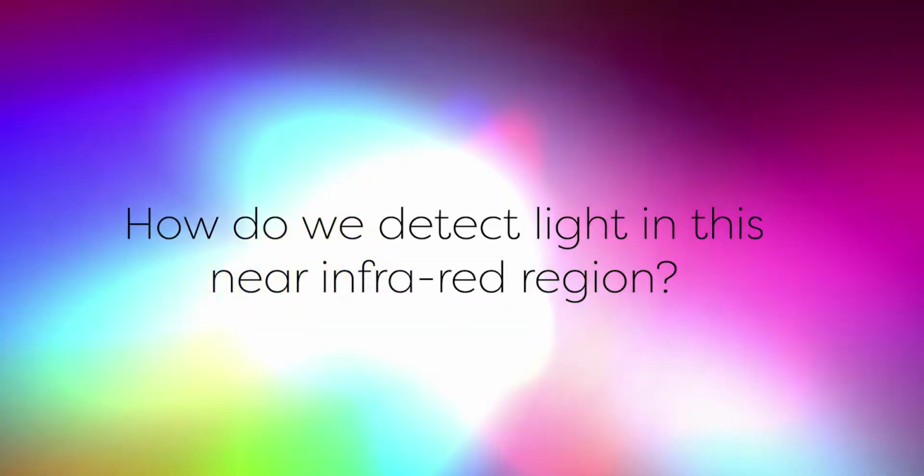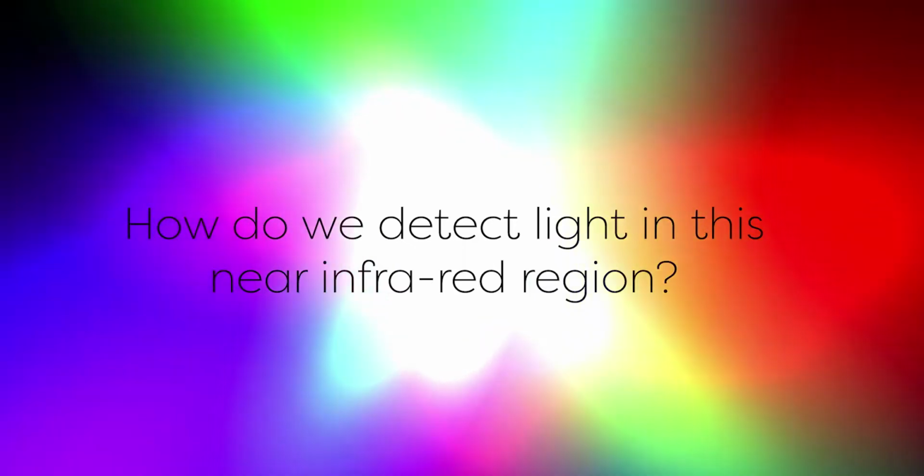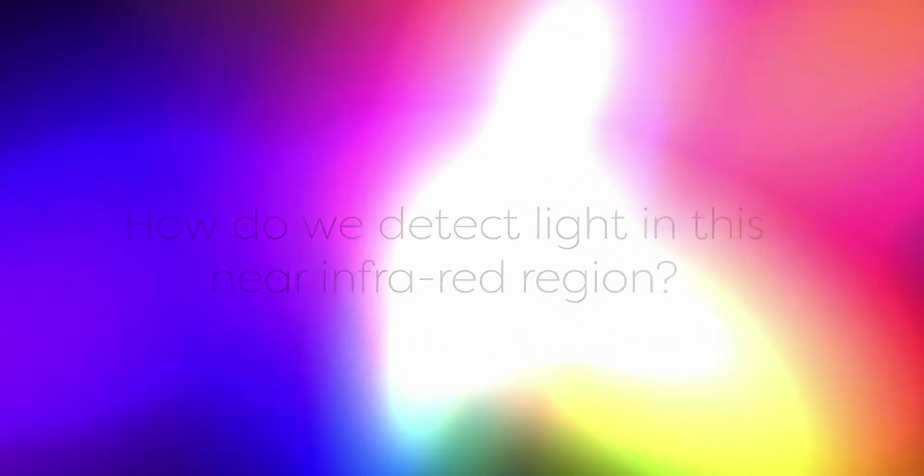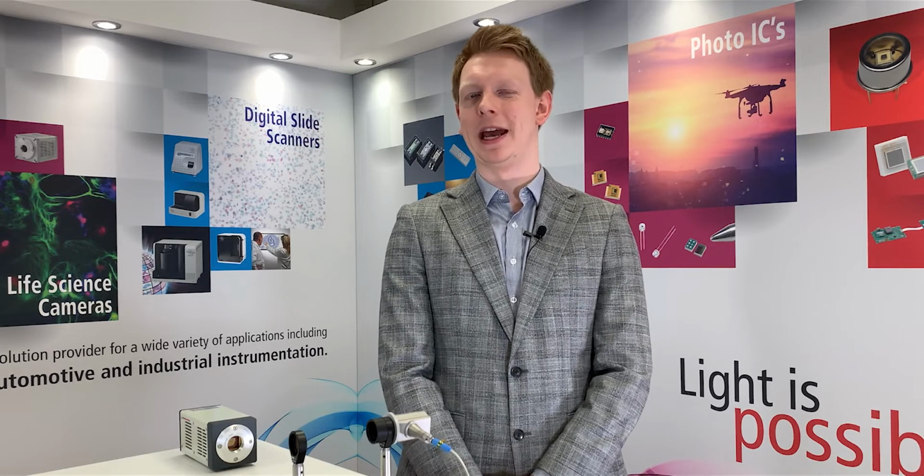That's interesting, but how do we detect light in this near-infrared region? InGaAs, or indium gallium arsenide, is a designer material with inherent sensitivity in the near-infrared. In its regular form, this compound semiconductor material can generally detect light with a wavelength falling between 1 and 1.7 microns. However, some applications require detection at longer wavelengths than this, up to 2.5 microns.